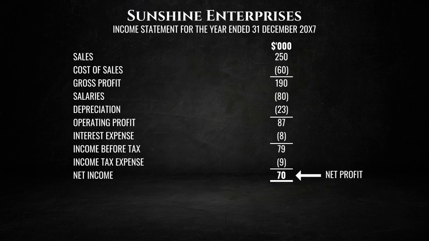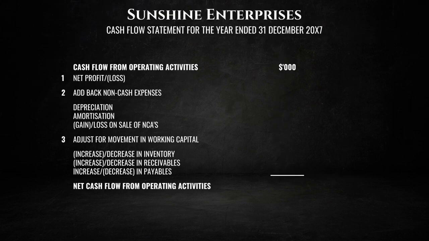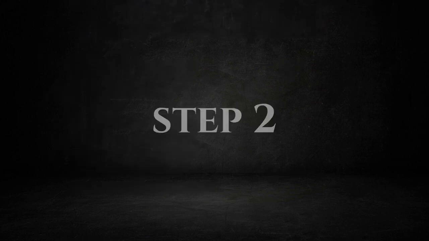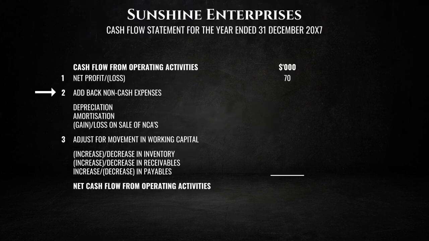Let's take an example. Consider the fictional company Sunshine Enterprises. They have generated a net profit of $70,000 for the year. We'll note down this amount at the top of our calculation as our starting point for further adjustments and determining the net cash flow.